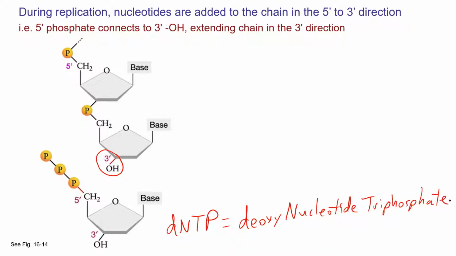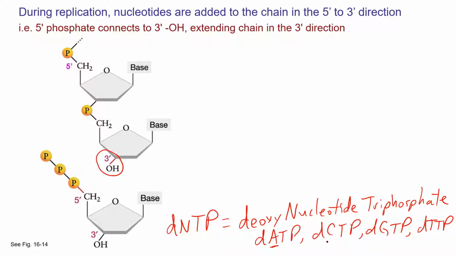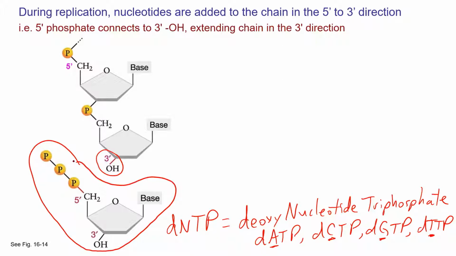So it turns out there's 4 of these, right? We've got dATP, we have dCTP, dGTP, and which one am I missing? dTTP. Okay, there's the 4 letters of the genetic code, A, C, G, and T. So these two things, this 3' OH and this deoxynucleotide triphosphate, those are the substrates of the enzyme.